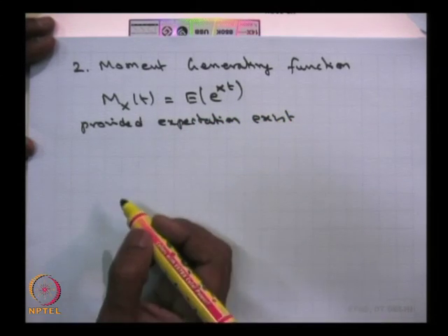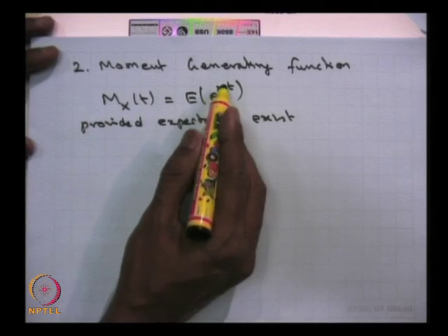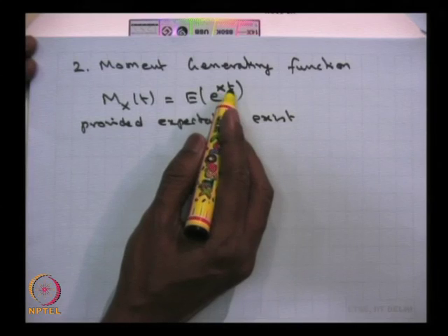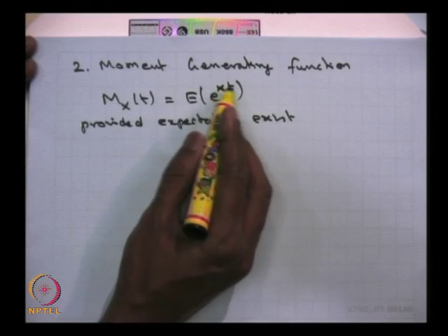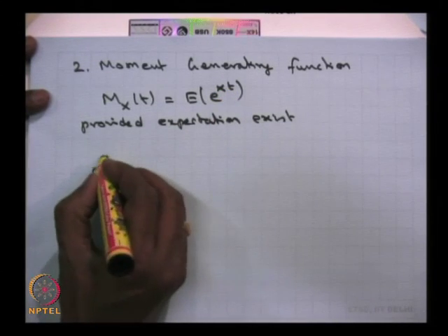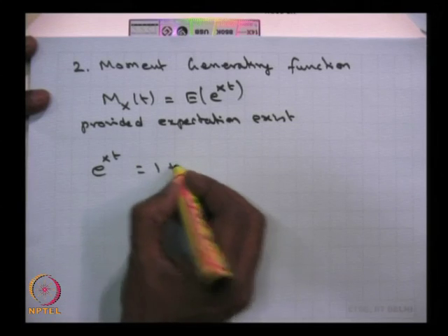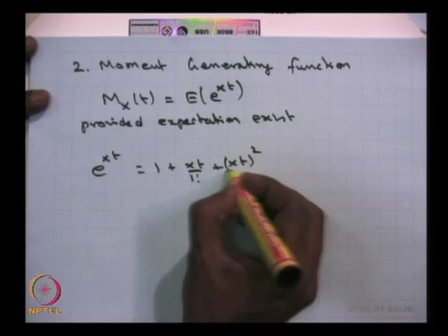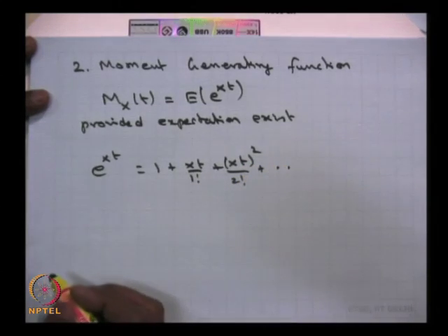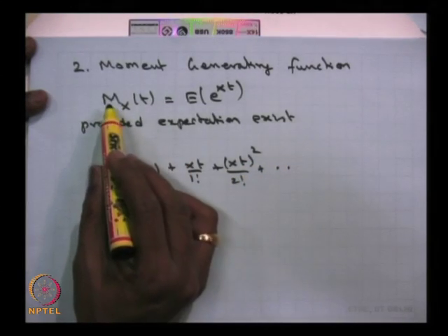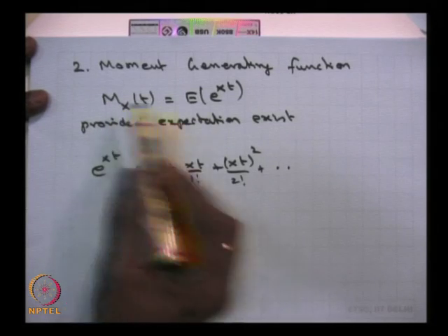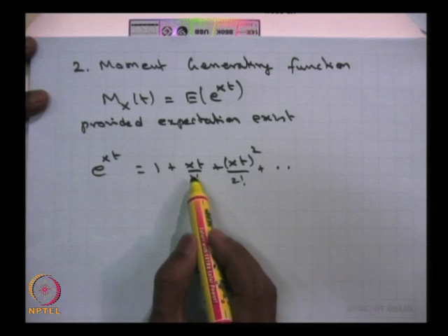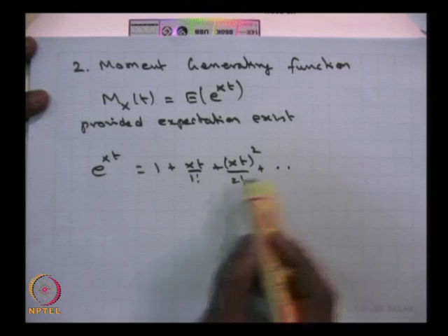Since I am using the expectation of a function of a random variable, and this function is e power x t, you can expand e power x t as 1 plus x t by factorial 1 plus x t power 2 by factorial 2 and so on. Therefore, the moment generating function for the random variable x is nothing but the expectation of this expansion. That means expectation of 1 plus expectation of this plus expectation of this plus so on.